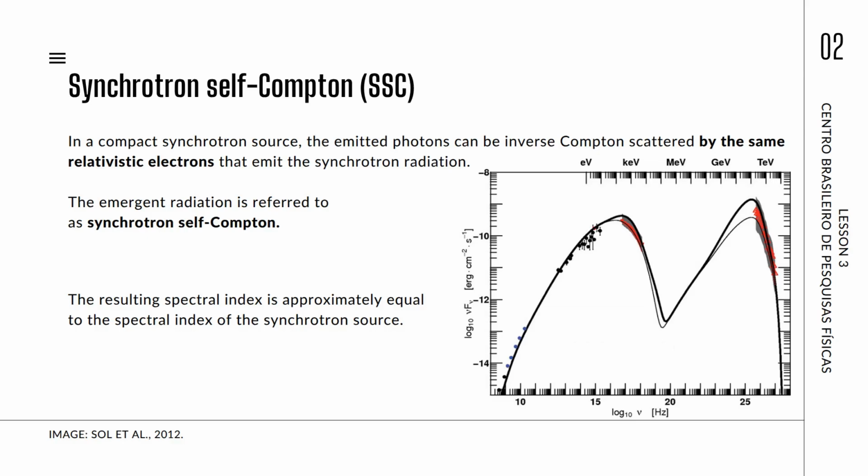And the resulting spectral index is approximately equal to the spectral index of the synchrotron source. So, actually the shape is similar. If we have here a log parabola, we have something similar there. Okay, this is the SED of a BL-LAC.